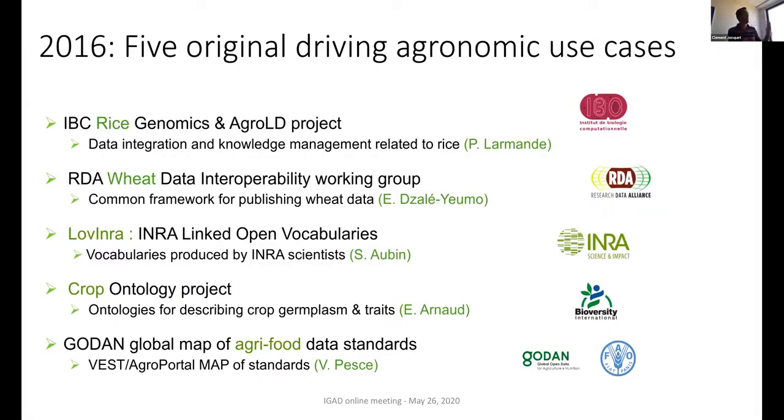Originally, the portal was driven by 5 original driving agronomic use cases. I have had different chances to present them, but I will just mention, for example, one of them: the group of the RDA IGAD Wheat Data Interoperability Working Group, who worked on identifying all the terminologies, ontologies and vocabularies that would be appropriate for wheat data. So we offer the group an environment in which they can access only the wheat-related ontologies and vocabularies, and that was one of the use cases. We can also mention the vocabulary developed by INRAE in France, or the different crop dictionaries developed by the Crop Ontology Project, also developed by Bioversity International.